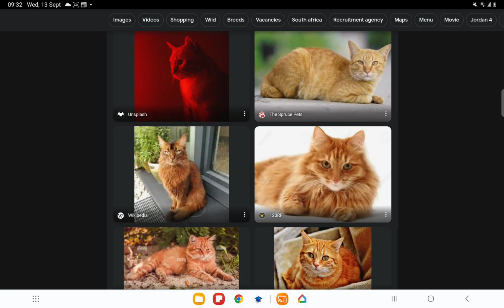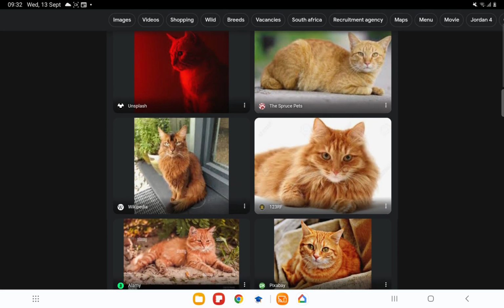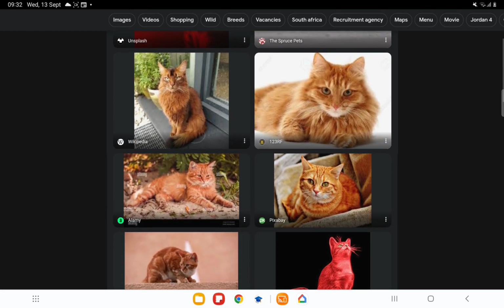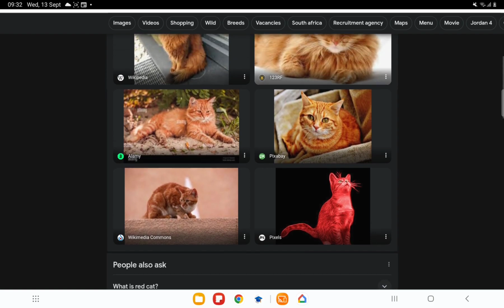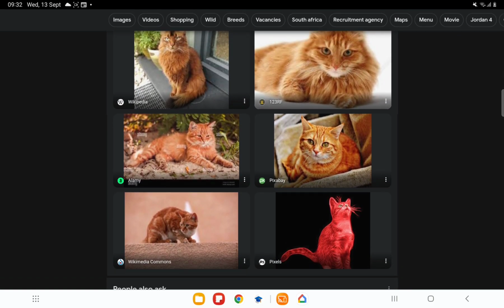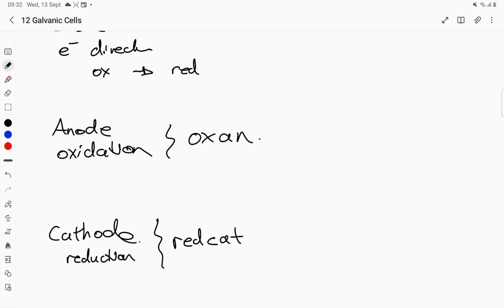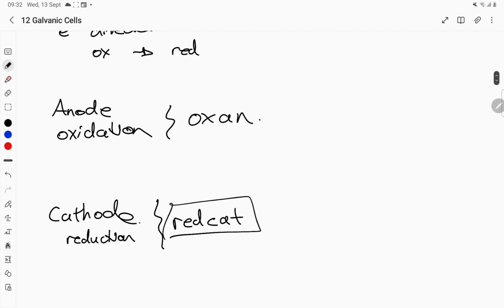You think of little red cats. Yeah, here we've got some red cats. Look at that, eh? Nice red cats. All those ginger cats. I don't know what you call them. No offense. All right, so we've got the red cats. So we can always remember that reduction is at the cathode and oxidation at the anode. But it's very important to understand and memorize it.